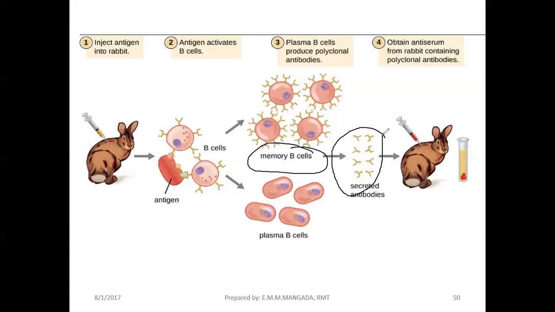So sa susunod na encounter mo, hindi ka na ulit magkakasakit kasi you've already formed antibodies against the antigen that was introduced to you before, okay, nung nagkasakit ka. Okay? So yan, it has something to do with your adaptive immunity. Okay? So ayan, kaya hindi tayo nagkakasakit ulit or nagkakaroon ulit ng measles. Okay? So that's your memory B cells.